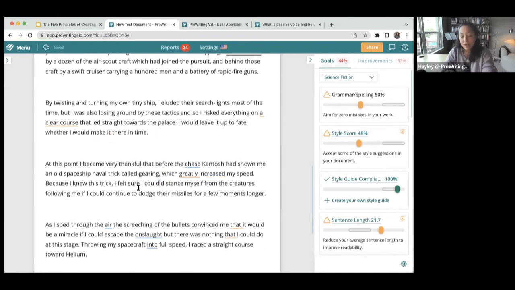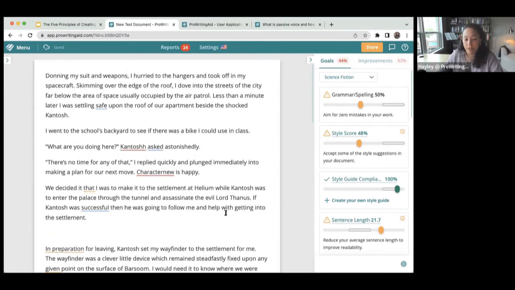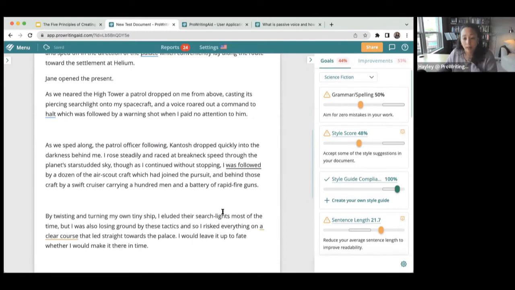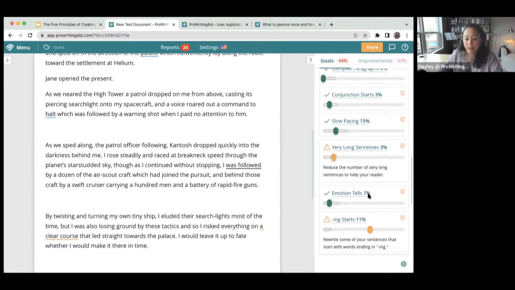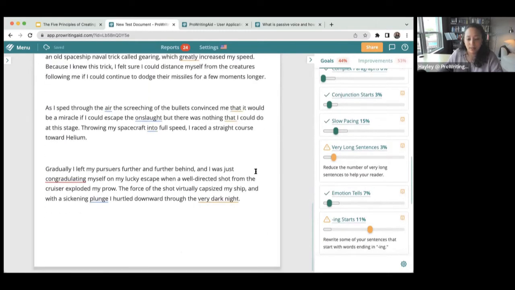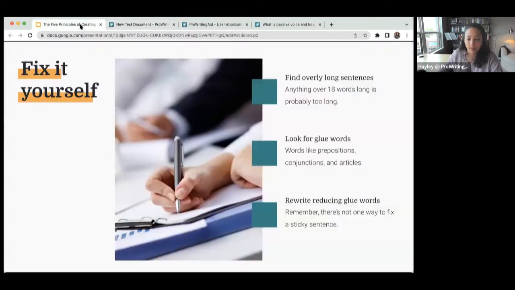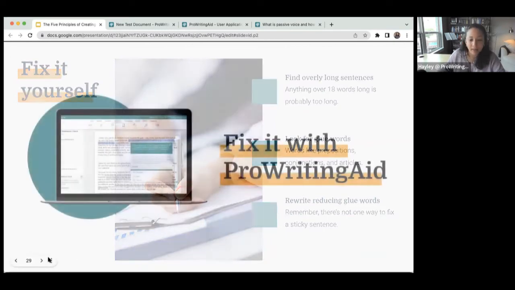So a lot of times I'll use both. And what I will often do is come in here and use the real-time checker and make some of those style improvements first before I then go into the sticky sentences check, because your glue index will likely get better as you eliminate some of those stylistic improvements in your real-time report. Okay, we can go back to more questions on sticky sentences in a bit, but I do want to keep moving since we are coming up on time.